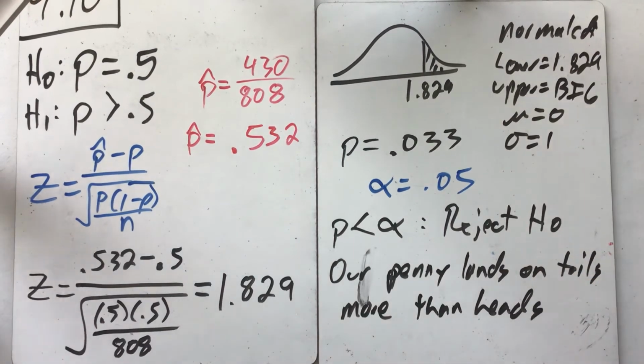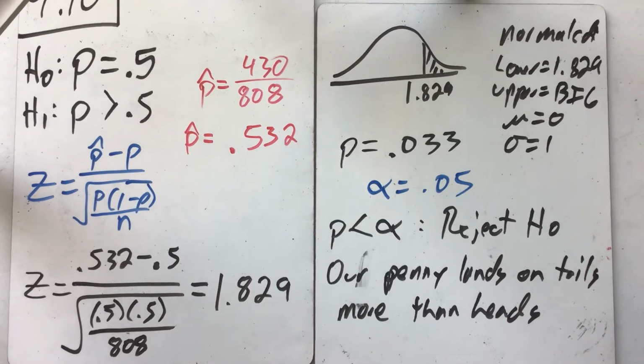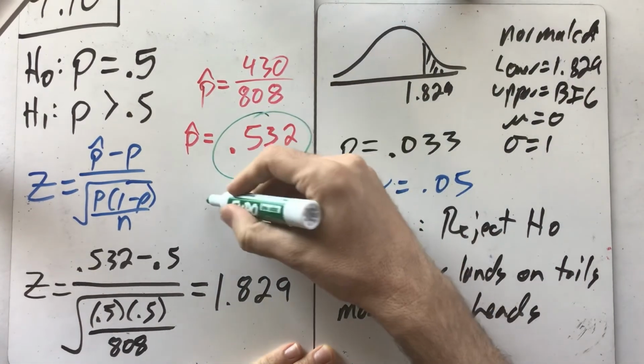There's evidence that they don't land on heads and tails equally, but that it does land on tails more often than heads. Now, I want to make a quick observation. This is a good point to talk about a difference that we have in the world of statistics. And that difference is called the difference between statistical significance and practical significance. So what we see is that there's a statistical significance in this problem, and that is that our pennies definitely land on tails more than heads. But how much more? The answer is not much more.